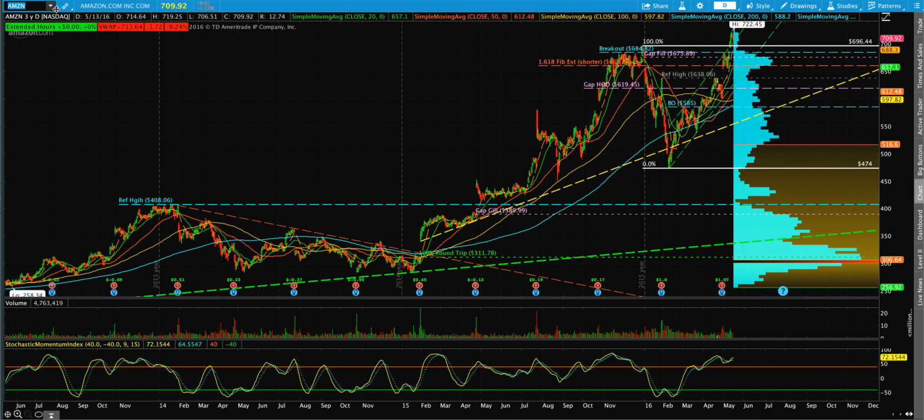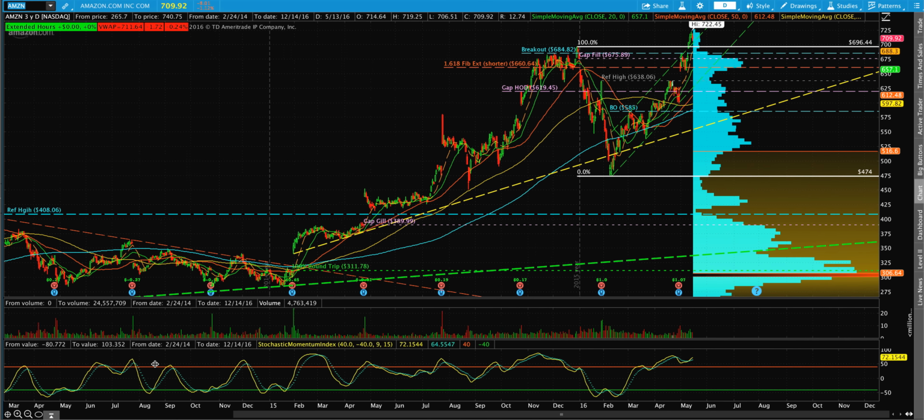Amazon, everyone loves Amazon, right? I mean, they could make a TV series called Everyone Loves Amazon. Amazon has gone through very long periods of consolidation. It has broken out quite strongly. It's trading above the channel. It's trading basically at all-time highs.